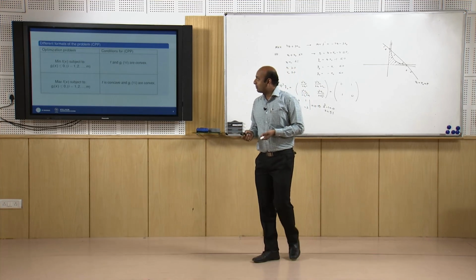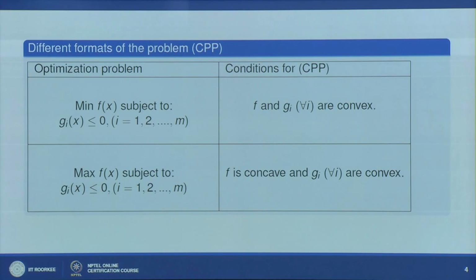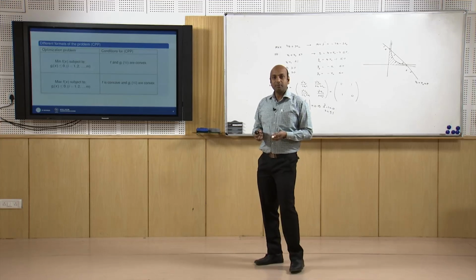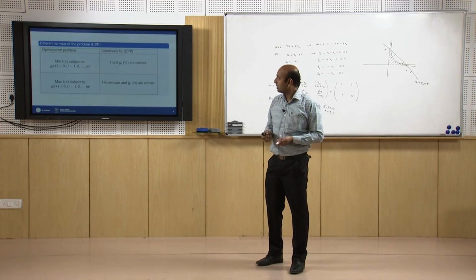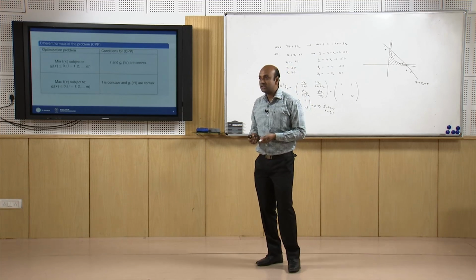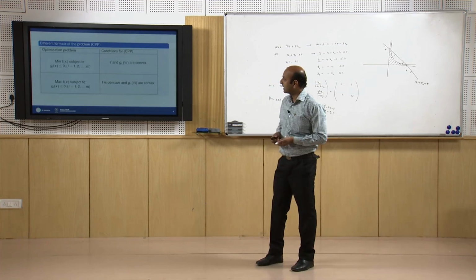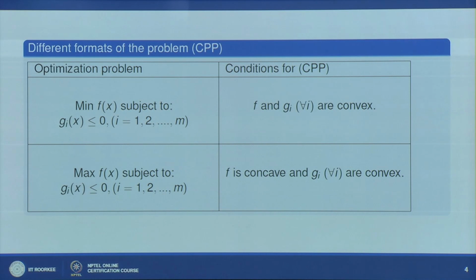Now, we have different formats of convex programming problem. Let us see. The first format we have already discussed, that is a minimizing type function subject to all constraints less than or equal to type. This will be a convex programming problem if function f and all gi's are convex. The second type, if the objective function is a maximizing type and all constraints are less than or equal to type, then it will be a convex programming problem if the function is concave and all constraints are convex.